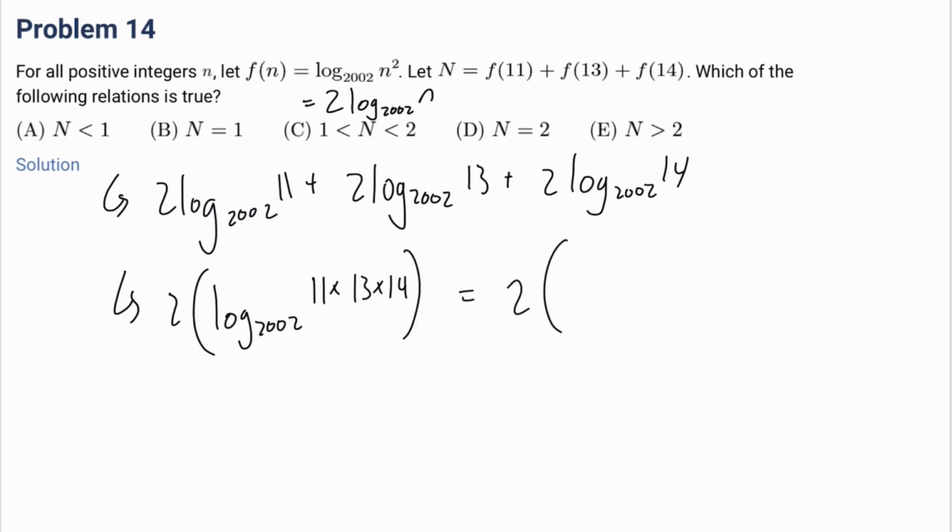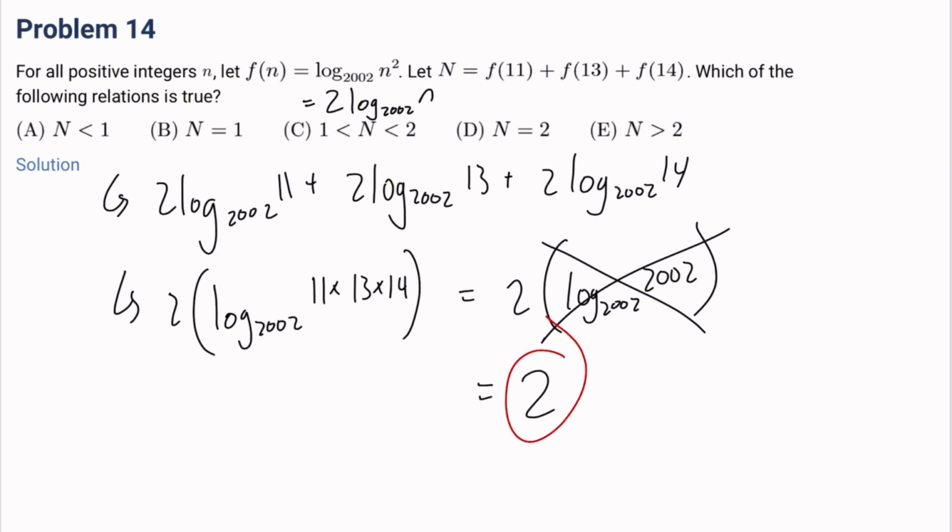So this is 2 times log base 2002 of, and if we calculate this thing, that becomes actually 2002, right? That is 2002. So this log is just 1, so that's away, so we have 2 left. So the answer is 2. It's D, N equals 2.